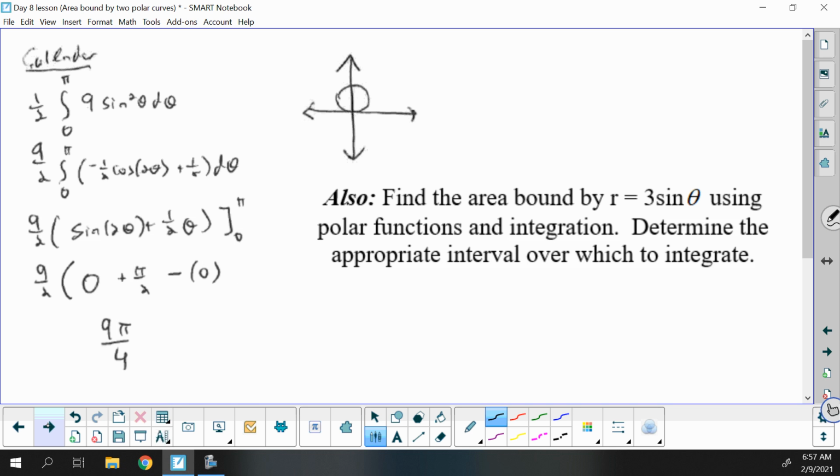And the cardioid problem, you put in 0 for theta in the sine, you get back 0, so we're starting right here. At pi over 2, you get back 3. So there's pi over 2, and then at pi, you're back to 0. So this complete loop is done in just pi, so we want to go from 0 to pi. Square it, you can pull the 9 out, do your power reduction, sub everything in, you get 9 pi over 4.